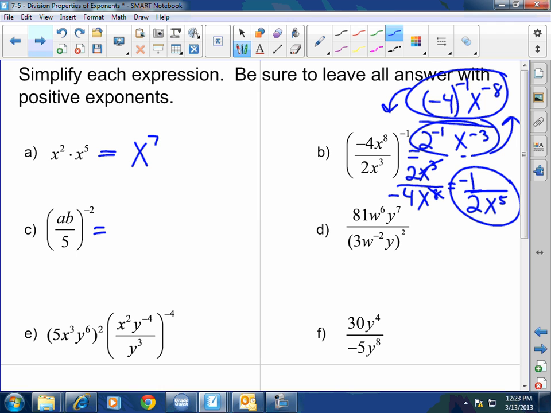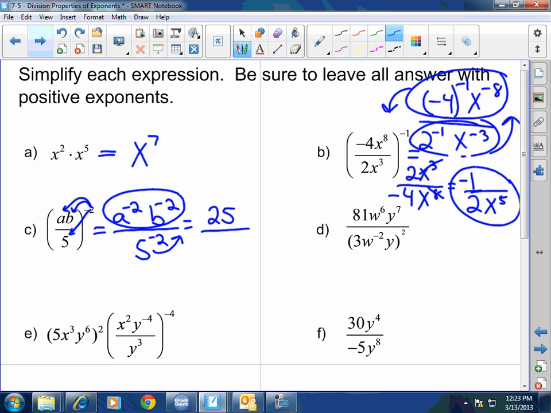Okay, talk to me. What do I do here? A to the negative 2 times b to the negative 2. Wrong. Over 5 to the negative 2. You distribute that to every single exponent, my brother. Okay? Now, how do I make these exponents positive? You flip them. So this guy goes up. That's going to be 5 squared, which is 25. And these bad boys go down. A squared, b squared. Very good. Awesome. Well done. Does that make sense? Okay, next.